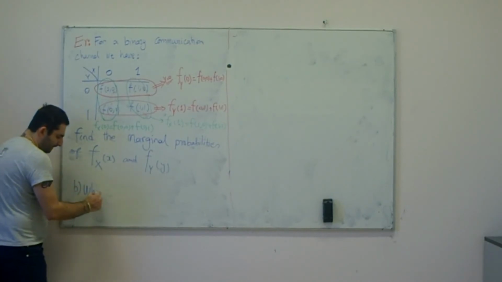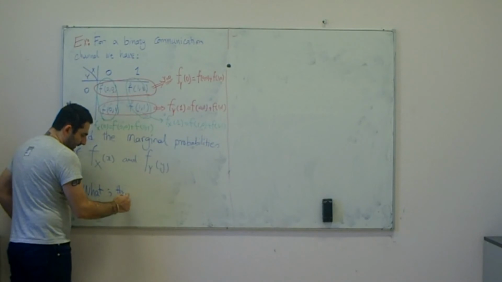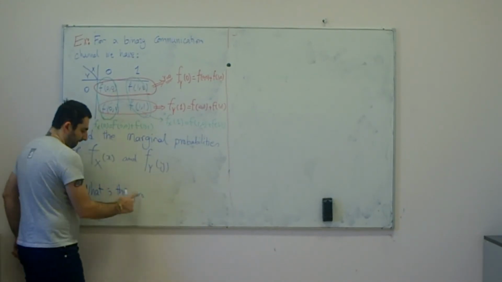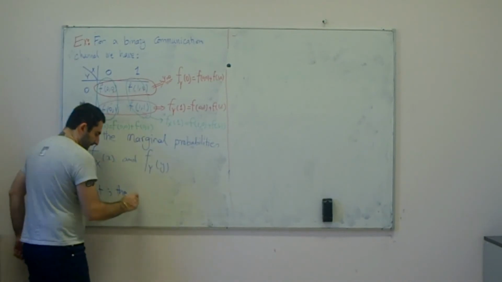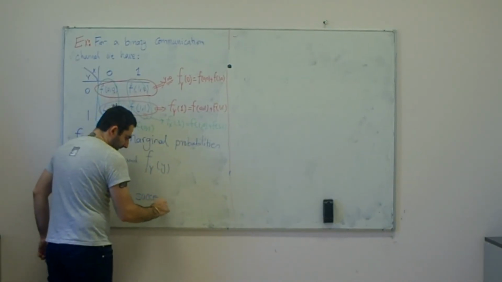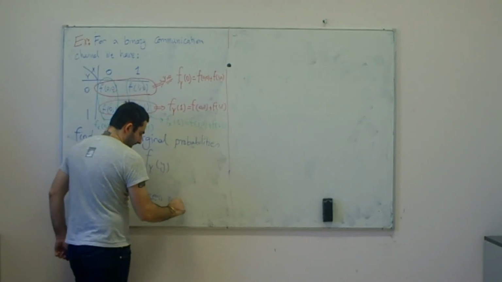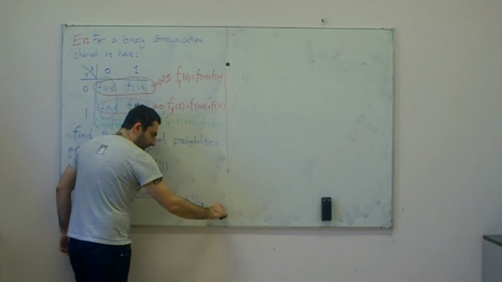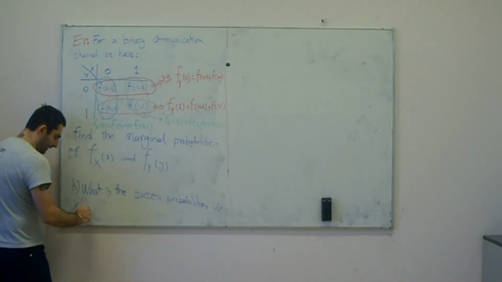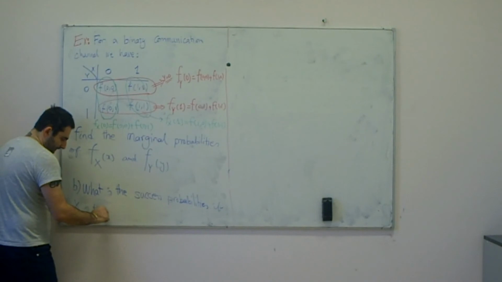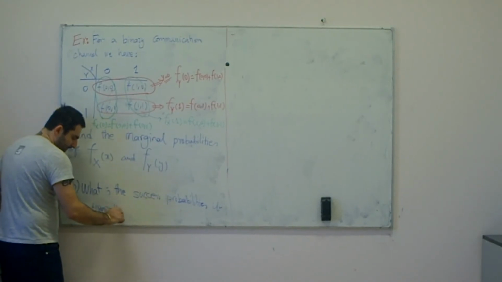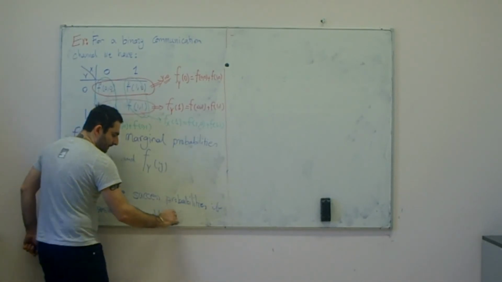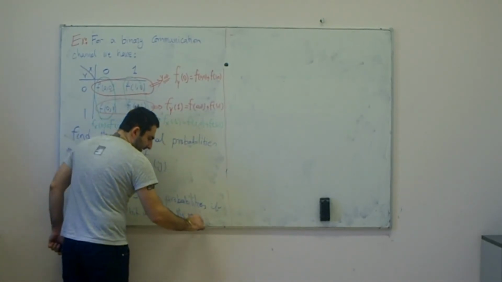What is the success probability if X is the transmitted bit and Y is at the receiver?